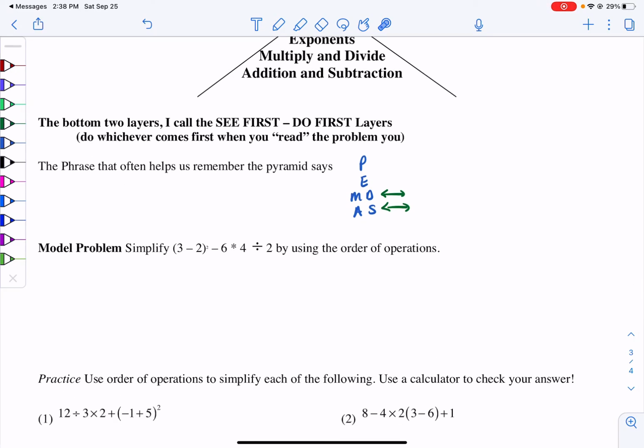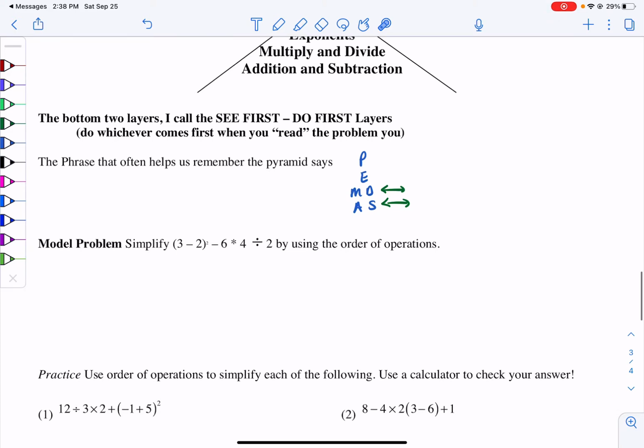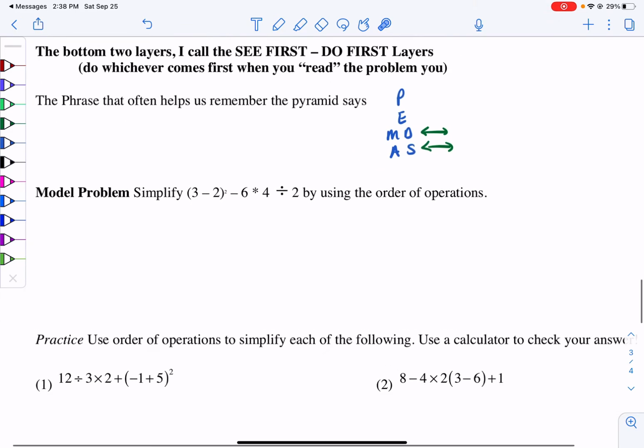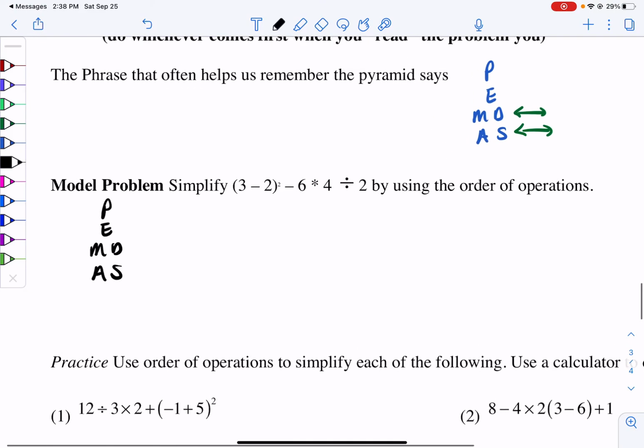So we're going to do this problem right here together. Simplify 3 minus 2, squared, minus 6 times 4 divided by 2. The first thing I do when I do these problems, when I want to show my work, is I always write out PEMDAS. And I write it like this every single time.